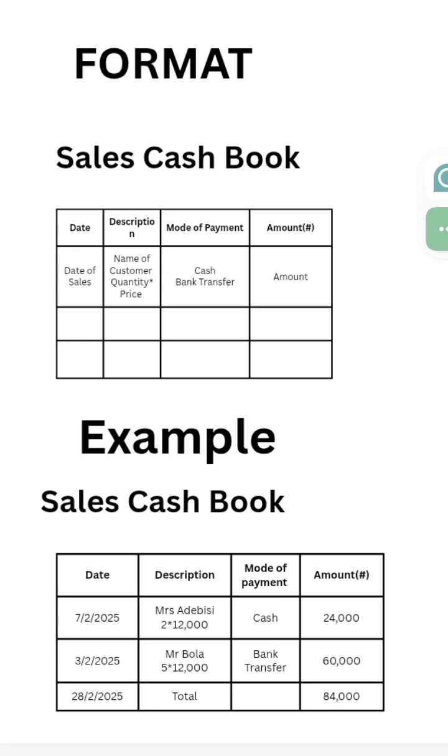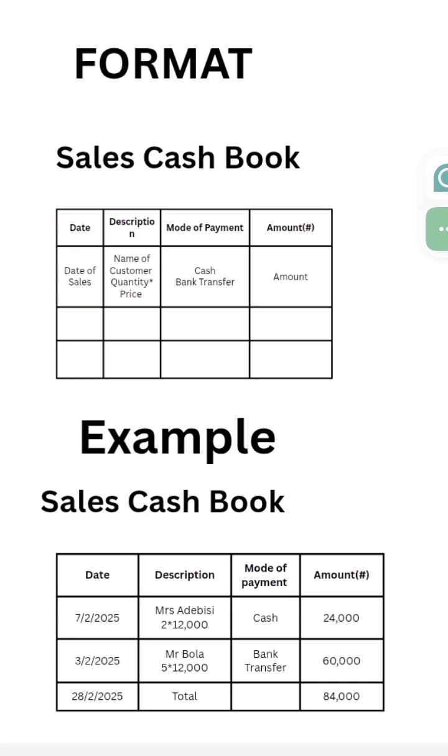I'll have 7th February 2025 as the date that the transaction occurred. Now, where I have name of customers, under my description I have Madam or Mrs. Adebise as the case is. Under quantity I will have 2. Under the price I would have 12.